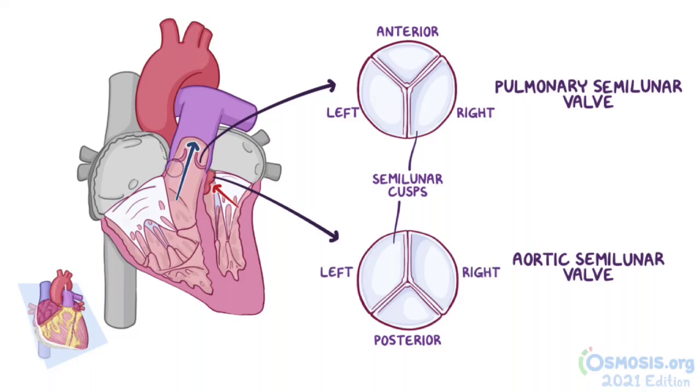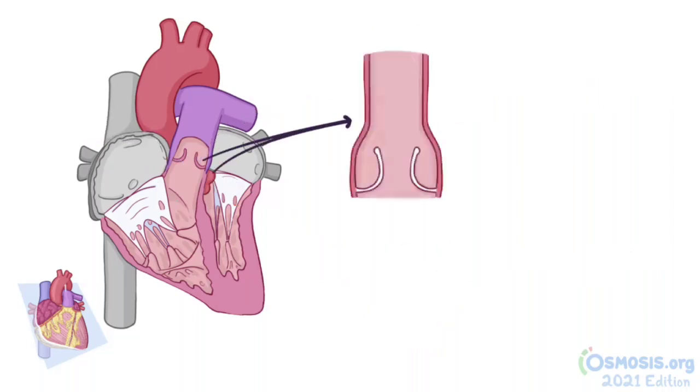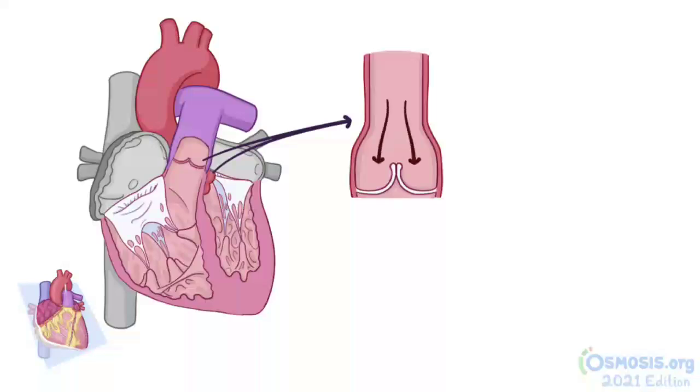Unlike the tricuspid and mitral valves, the semilunar valves are smaller and don't have chordae tendineae to support them. Instead, during ventricular relaxation, blood is forced backwards into the heart where the cusps catch this reverse blood flow and snap closed like an umbrella caught in the wind.